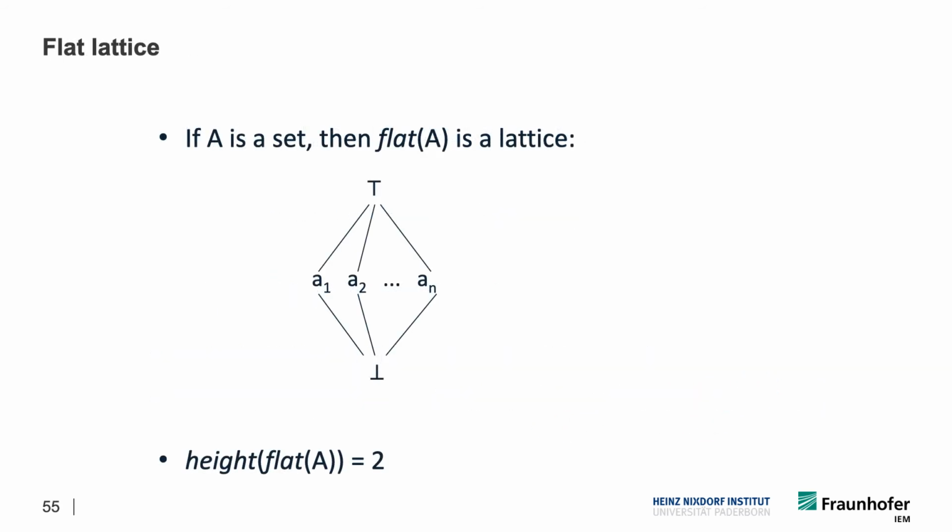You can also have flat lattices. That's sometimes useful as well. So a flat lattice of a set A looks like this, right? It simply has all the different A elements, and they are arranged in a flat manner, and you still have a bottom and top element. And the height of the flat lattice is just 2, because you can have these 2 merge operations basically until you hit top.